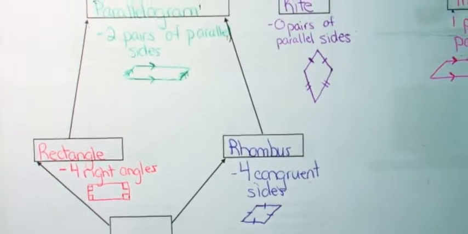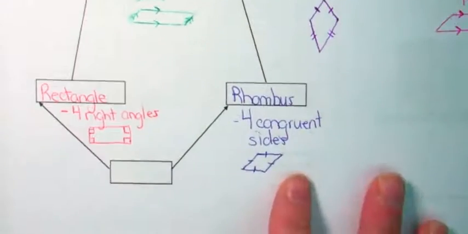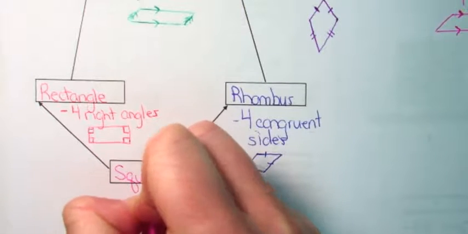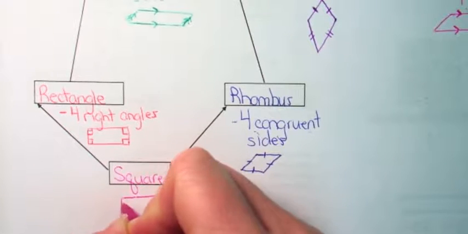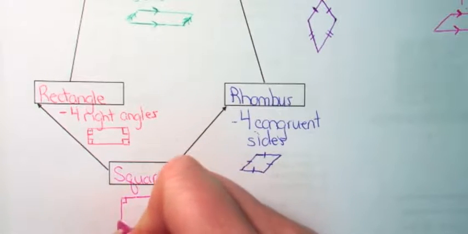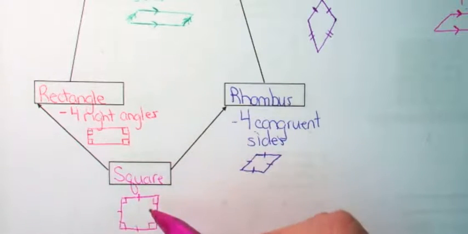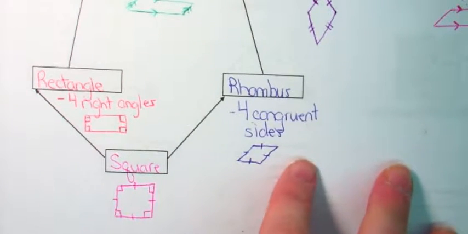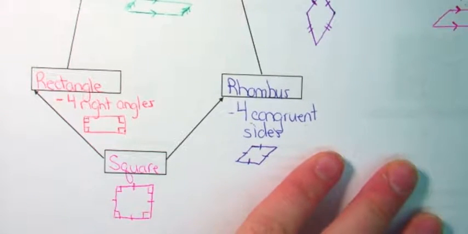And then remember, if we took our parallelogram and put it together with our rectangle and our rhombus, we end up at the bottom with a square. And the square has everything above it. It has 4 right angles, like a rectangle. It has 4 congruent sides, like a rhombus. The top and bottom are parallel, the other 2 are parallel, and it also has 4 sides like a quadrilateral. So it has all parts of that flow chart.